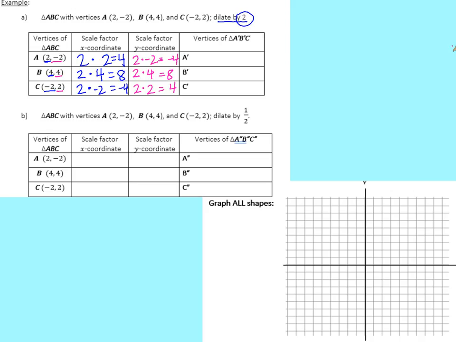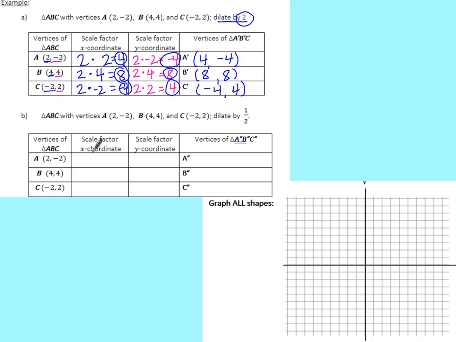Last step here is just to write your final ordered pairs. So this was our x from each of these, and then we had all of our y values too. So we just have to write them as ordered pairs. A prime is (4, -4). B prime is (8, 8), and C prime is (-4, 4). So those are our new points for our vertices for this triangle ABC now that we've dilated it by 2. So it's going to be twice as big as that original triangle.